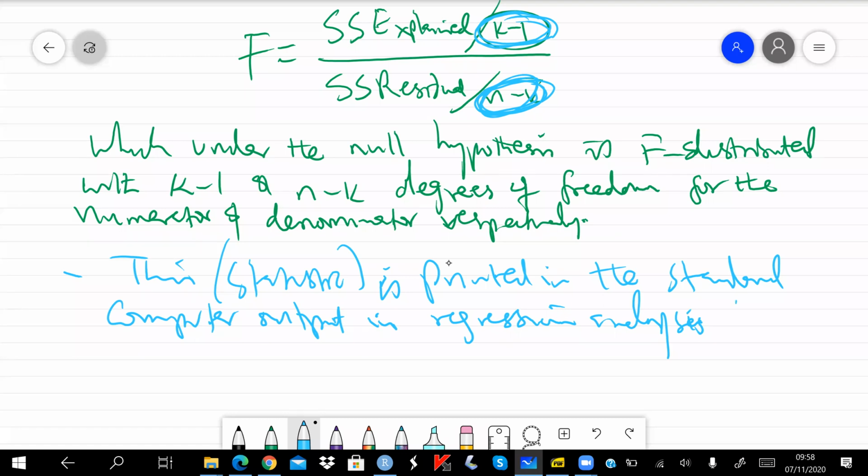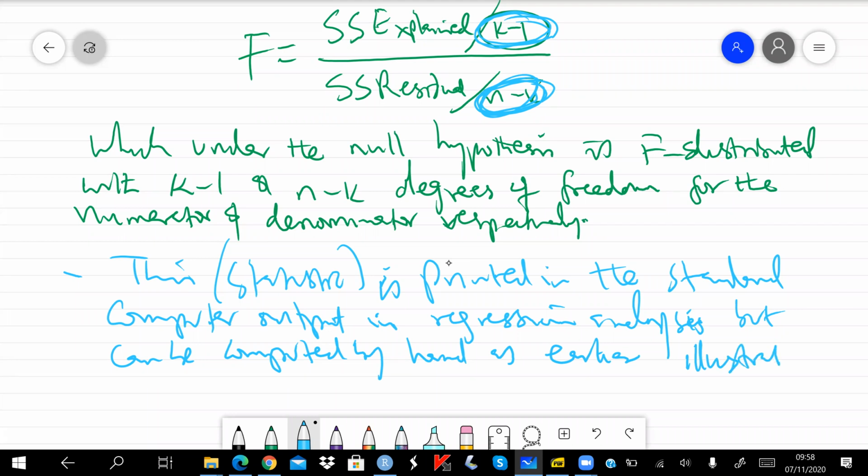But it can be computed by hand, as earlier illustrated. In most cases you'll be getting the computer output, but if you want to verify, you can just compute it by hand. All right, so let me display the F tables.